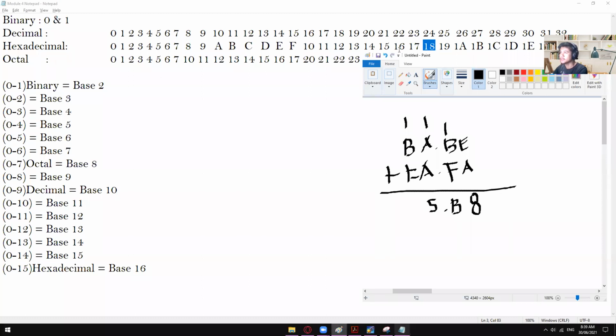A plus B is again 10 plus 11, 21 plus 1 is 22. So 22 in decimal, but it's 16 in hexadecimal. So carry 1, bring down 6. And then bring down that carry. So the result of this one is 165.B8, with a base of 16. So are we clear with hexadecimal addition?